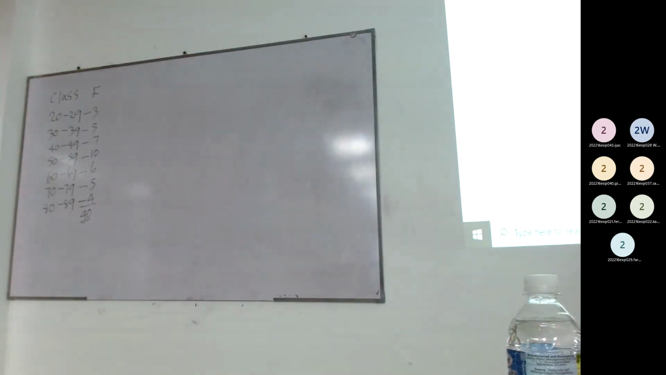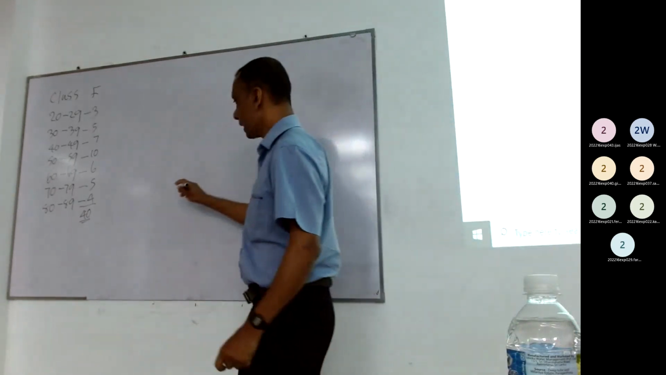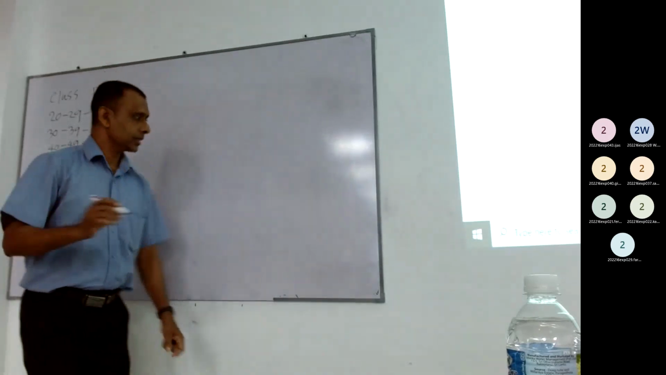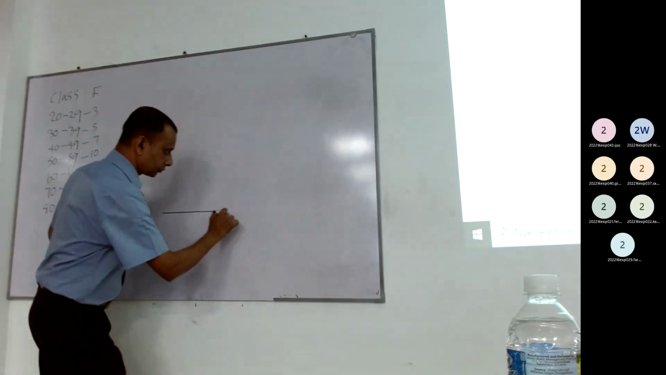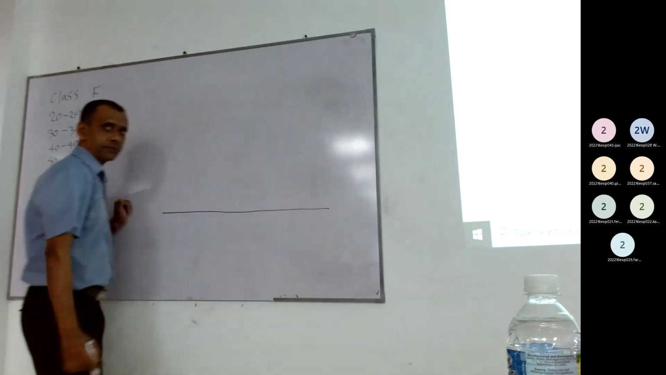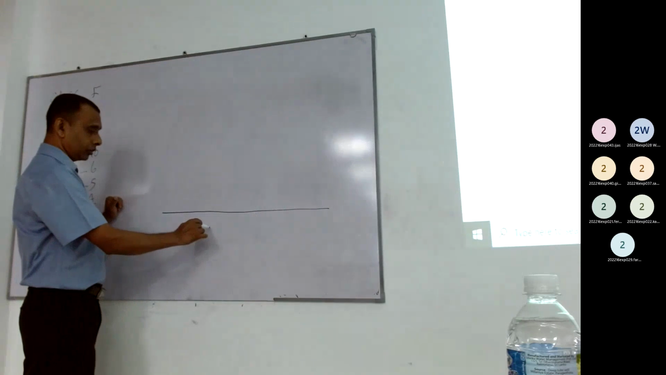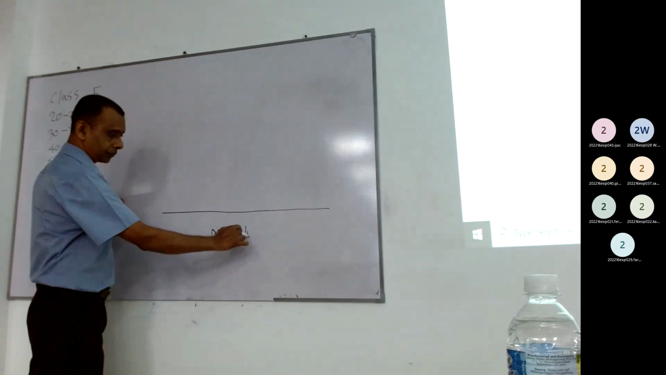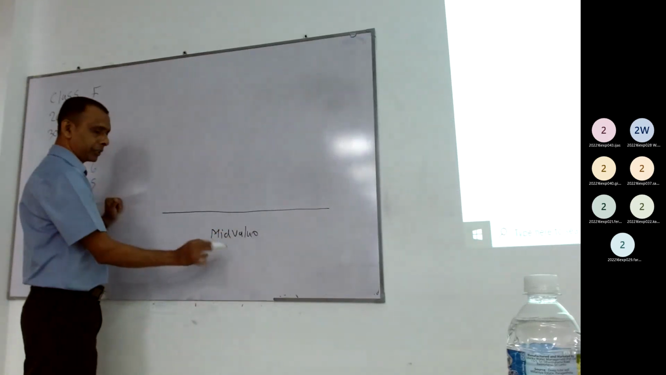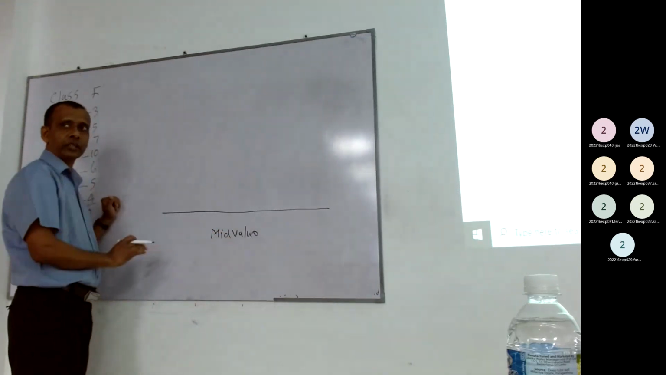For this organized group frequency distribution, we can construct histogram, frequency polygon, frequency curve, all things. Right, now we start. Take x-axis. I take x-axis. You can use mid value, otherwise real limit, no problem. One of these two you can take.